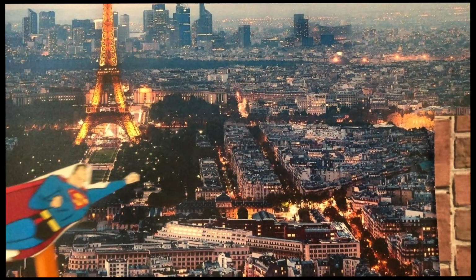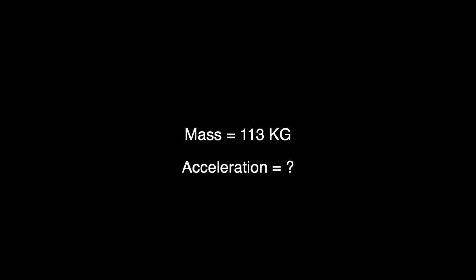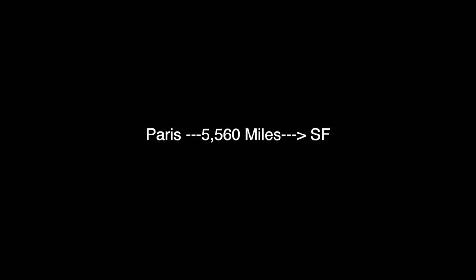But oh my God. On his way to the engagement, Superman got distracted and he hit a building. Let's find the force of Superman hitting a building. We can find this by multiplying Superman's mass by his acceleration. But to find his acceleration, we need to calculate his final velocity first. If there's 5,560 miles between Paris and San Francisco, and it takes him 5 minutes to travel that far, then his final velocity will be his displacement of 5,560 miles divided by his time of 300 seconds.